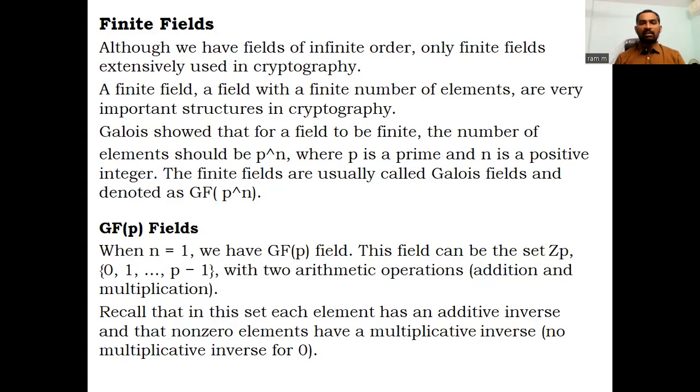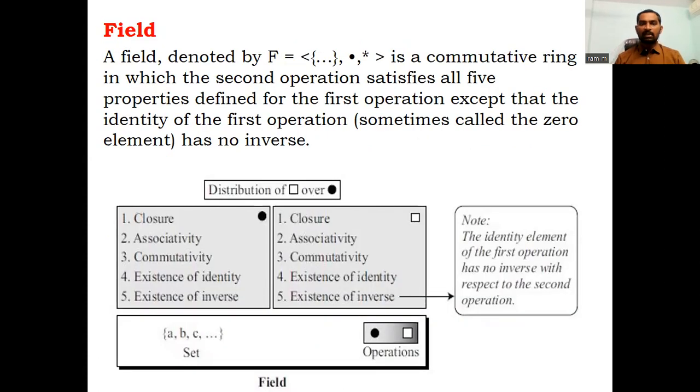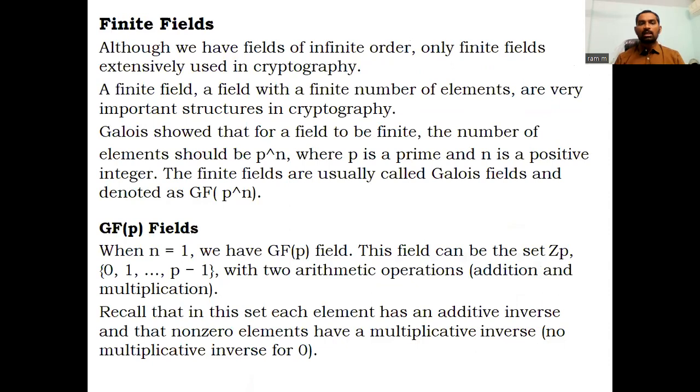Okay. Now, what is a finite field? Although we have fields of infinite order, only finite fields are extensively used in cryptography. A finite field, a field with a finite number of elements, is a very important structure in cryptography. I told you about what a finite group and an infinite group are. So if the set we are considering here has infinite values, it is an infinite field. If the set we are considering here has a finite number of values, we call it a finite field. So in cryptography, we give more importance to finite fields only; infinite fields do not have that much importance.